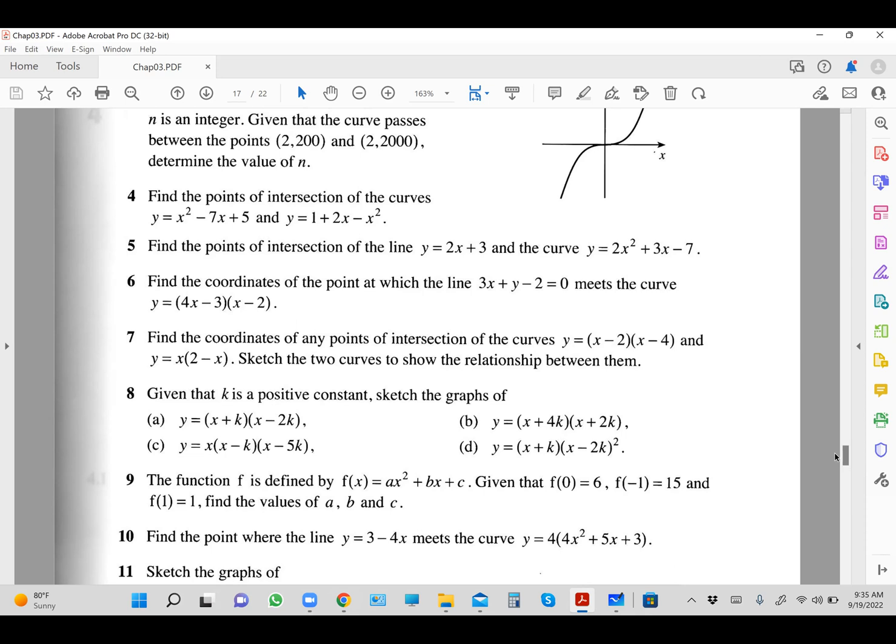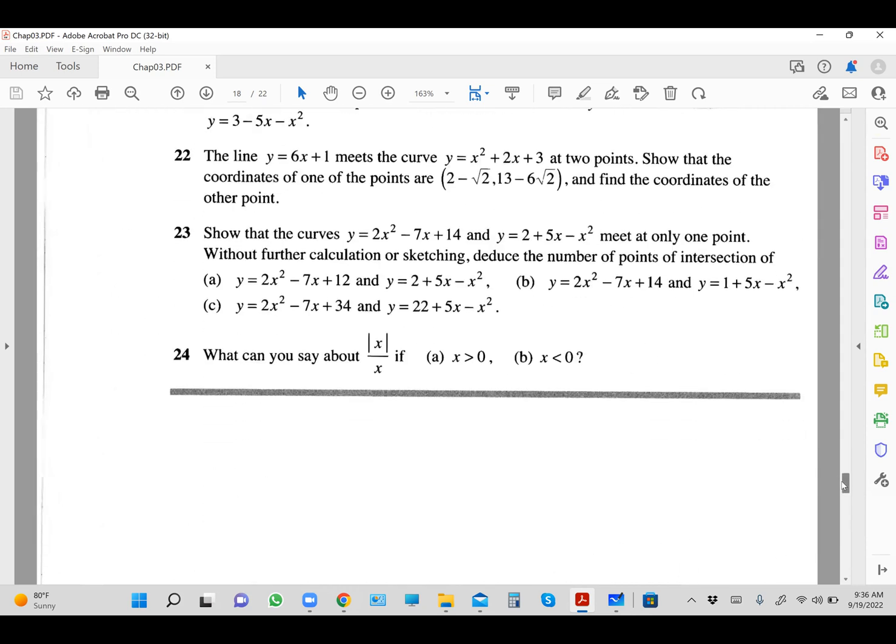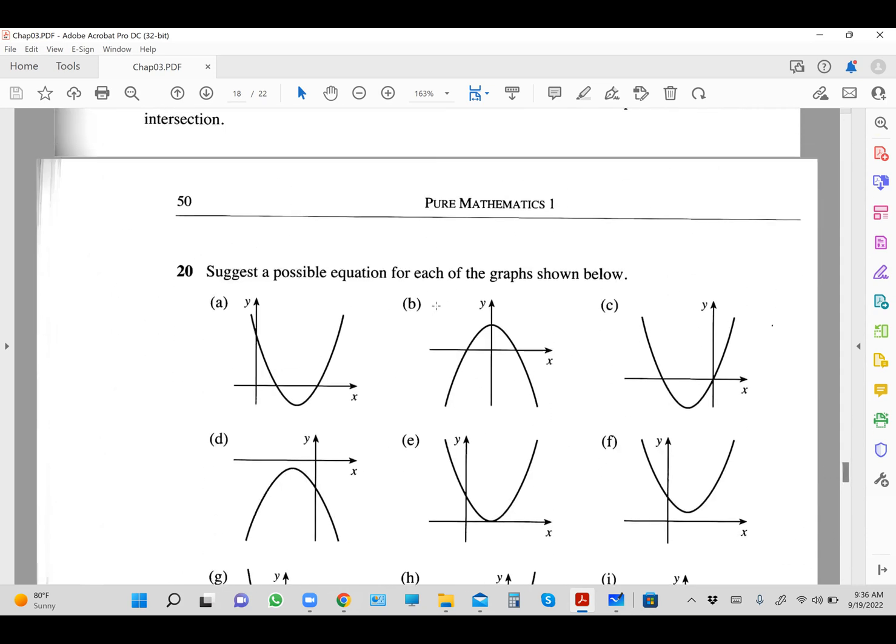So for instance, some of these questions might ask you, look at number 10. Find a point where the line y equals 3 minus 4x meets that curve. Well, it's the same procedure we just did. But you have very little tools right now to deal with this. So I want to move ahead to chapter 4, and then we'll come back to this if necessary. I don't think it's too important that we delve into this until we have a full picture of all the tools. Look at number 20, for example.